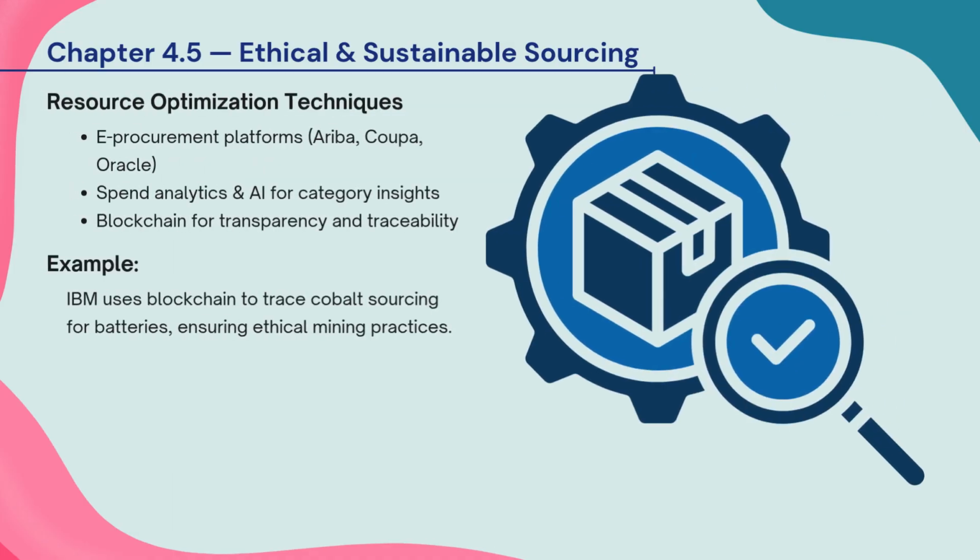This slide covers digital tools and techniques for resource optimization in procurement, including e-procurement platforms, spend analytics with AI, and blockchain for transparency. For example, IBM uses blockchain to trace cobalt sourcing for batteries, ensuring ethical mining practices. Leveraging these technologies improves efficiency, visibility, and sustainability across the supply chain.